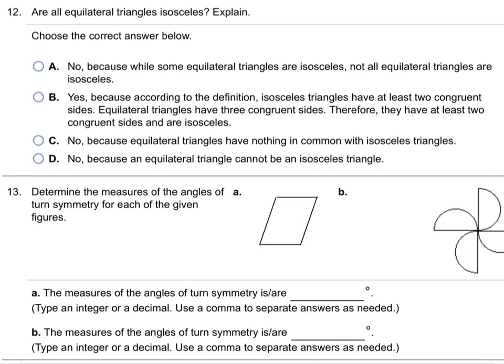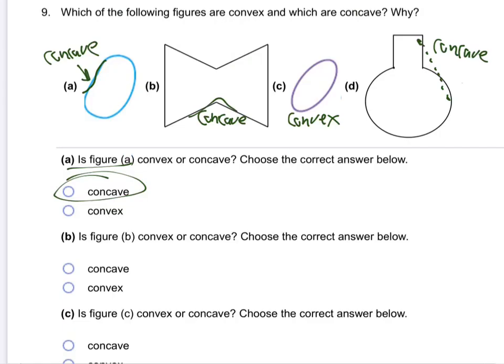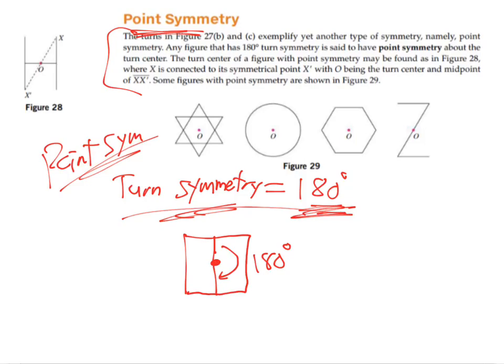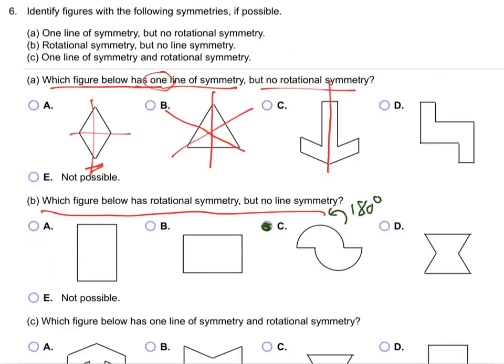Are all equilateral triangles isosceles? Yes, because according to the definition, isosceles have at least 2. Remember? Isosceles has one or two. Let me see if I go back. We can just go back to the definition where I wrote it. Wait, where did I write that? No, wait, forward. Here we go.